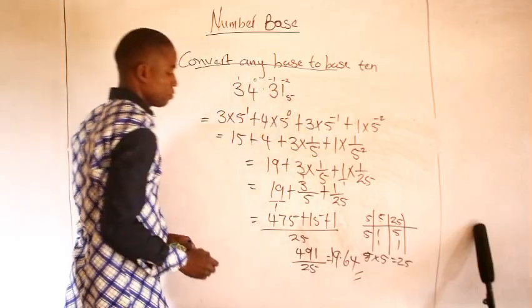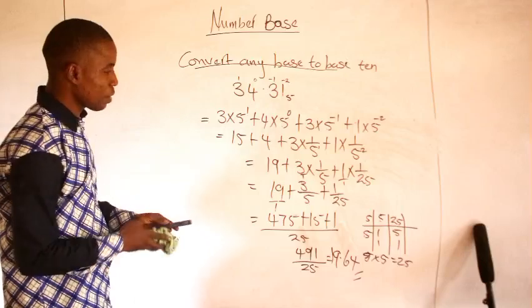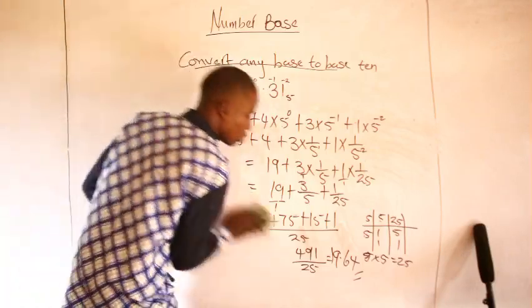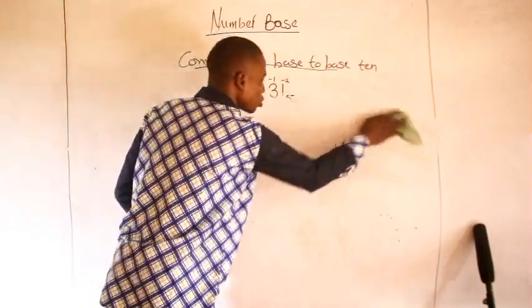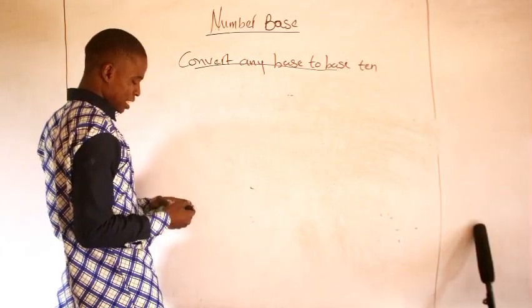19.64. That's the answer. Very, very simple as ABC. Now let us do a binary number with this one. Still the same thing. Very, very simple. Now, make sure you are writing. It's very important. When you are just looking, you will not get the details of what we are saying.